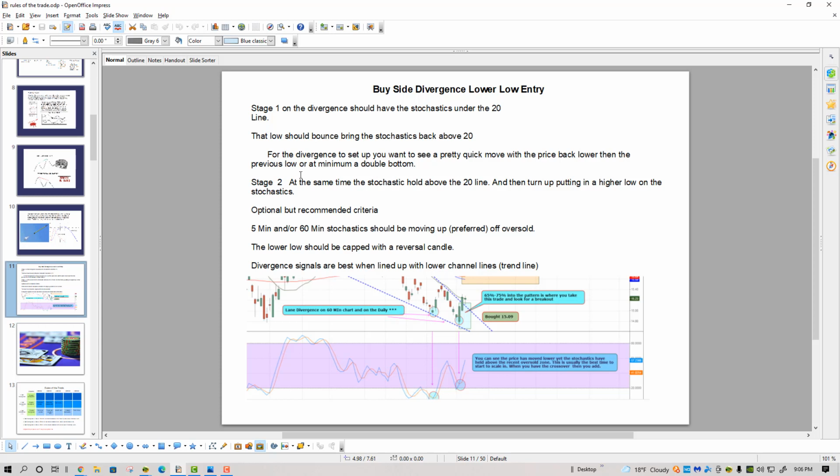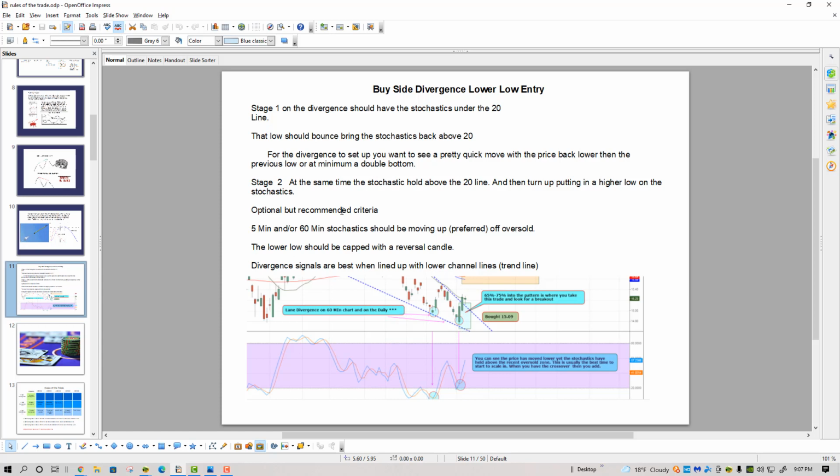Stage 2, the low should bounce. That low should bounce and bring the stochastics back above 20, and it moves back up. You'd like to get it up there around that 50. You could rotate. It doesn't really matter, but we'd like to get it higher than that 20 level. With the market bouncing, it quickly comes back and makes a lower low. Stage 2, the stochastics hold above the 20 line as the price makes a lower low. And that's your divergence. Price is doing one thing, the stochastics are doing another thing. They're diverging from each other. All right, and that is our signal.